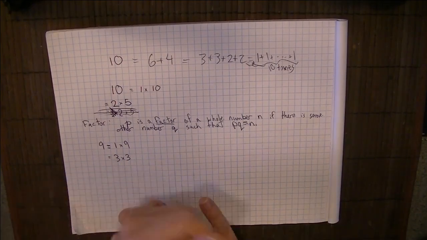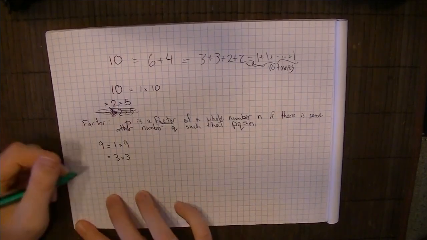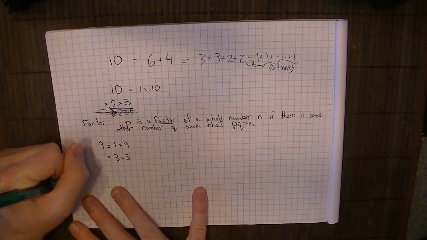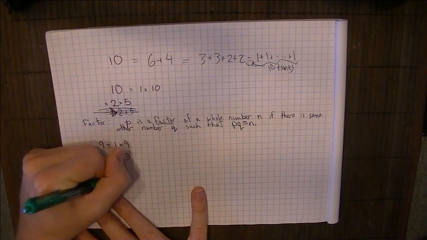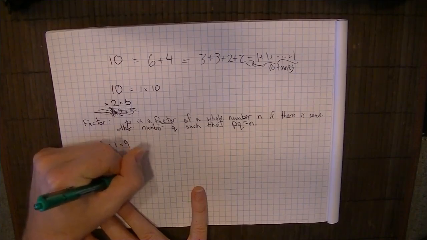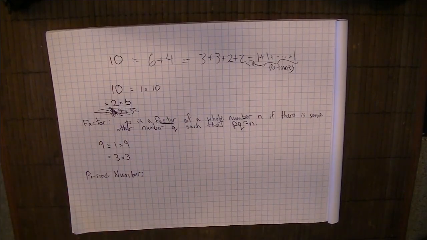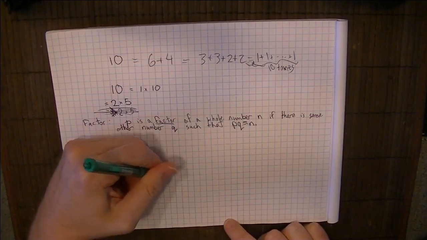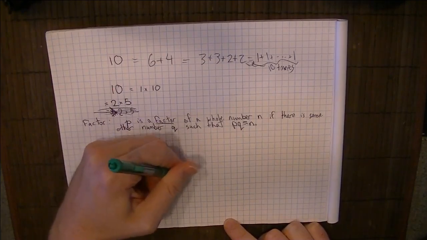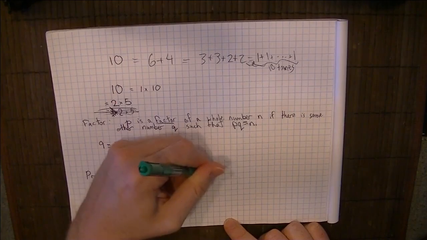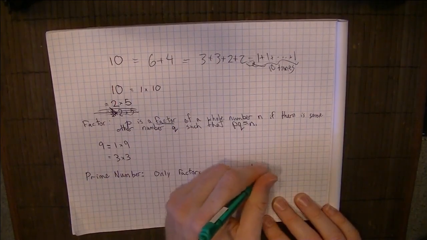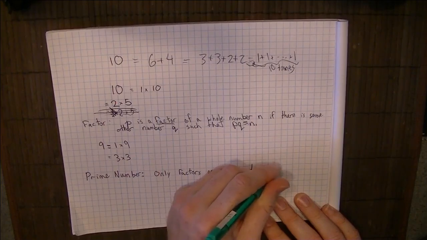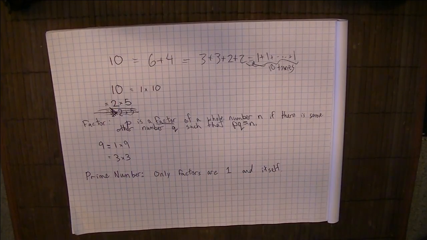So that gives me a new idea of a type of number, which we will call prime numbers. So what is a prime number? A prime number is a number that has factors, but the only factors that it has are 1 and itself. That's what a prime number is, okay? So let's take a look.